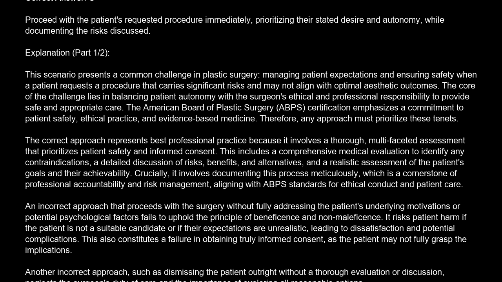Crucially, it involves documenting this process meticulously, which is a cornerstone of professional accountability and risk management, aligning with ABPS standards for ethical conduct and patient care. An incorrect approach that proceeds with the surgery without fully addressing the patient's underlying motivations or potential psychological factors fails to uphold the principle of beneficence and non-maleficence. It risks patient harm if the patient is not a suitable candidate or if their expectations are unrealistic, leading to dissatisfaction and potential complications. This also constitutes a failure in obtaining truly informed consent, as the patient may not fully grasp the implications.